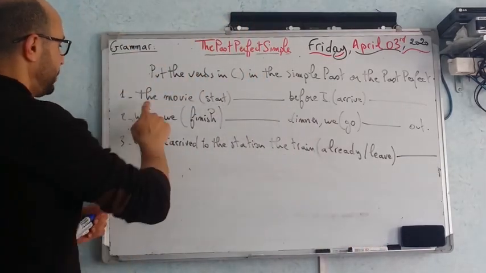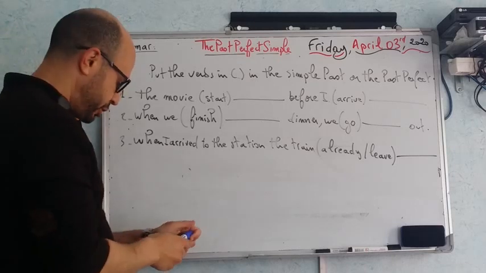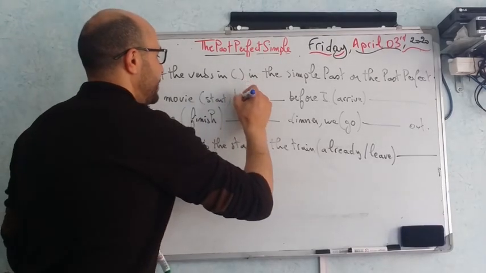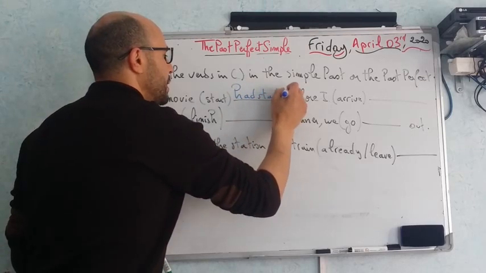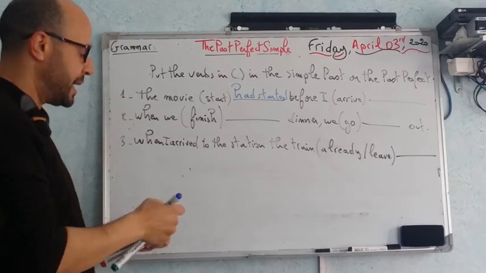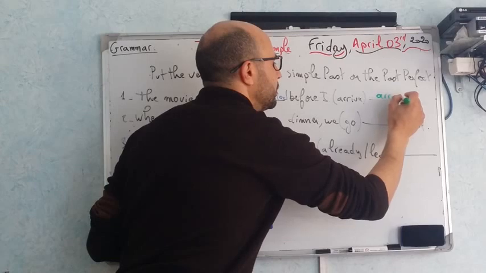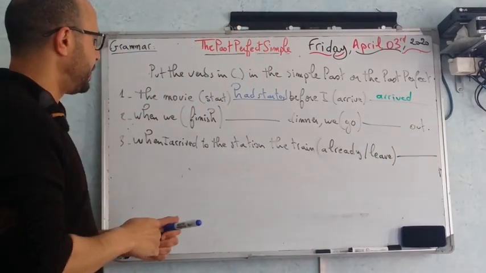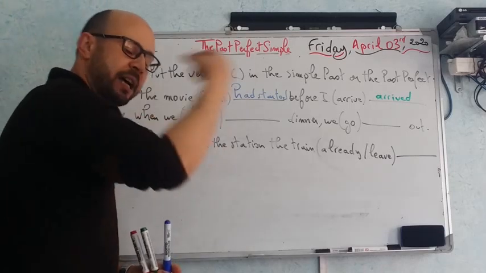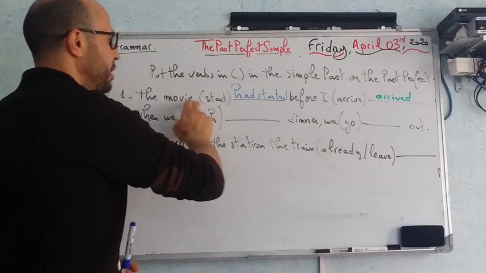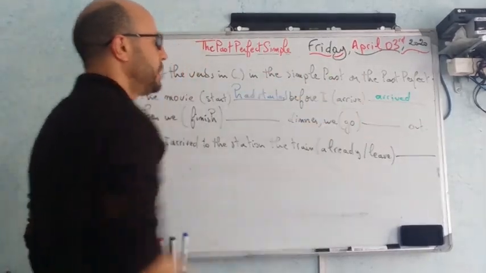The first one. The movie. Good. Had started. Excellent job. Had started before I arrived, because the film started before and then I arrived after. So this is the first action. This is the second action. The first action in the past perfect. The second one in the simple past.